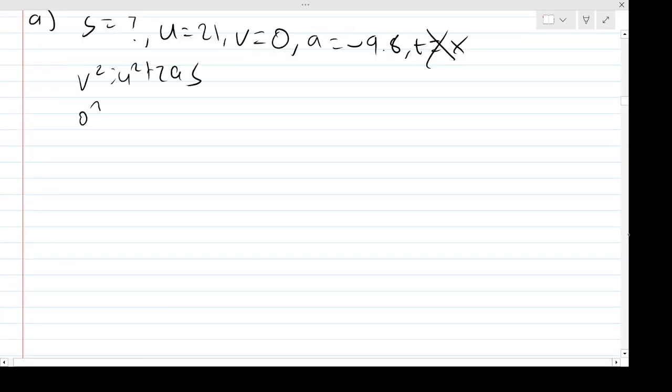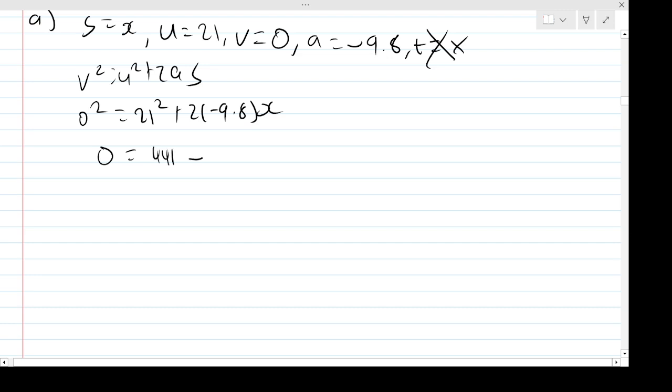So then 0 squared is 21 squared, add 2 lots of minus 9.8 lots of S. I'm going to call it x, just because I don't want my S to be confused with a 5. Okay, so if I simplify this, I get 0 is, well, 21 squared is 441.